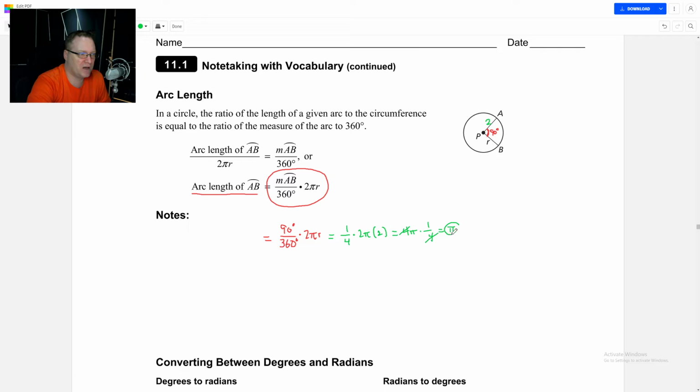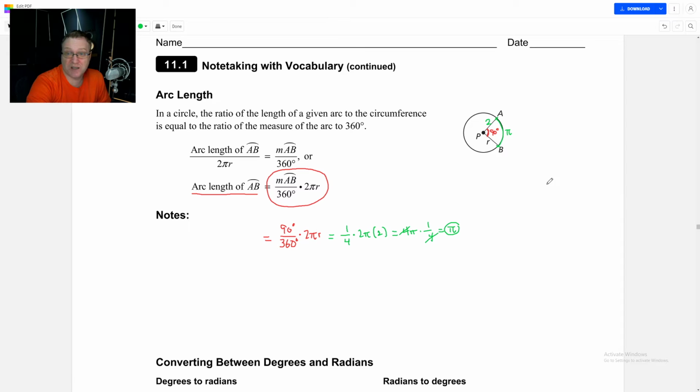We're going to end up with just pi. So this distance from here to here is pi. If we know that this is a 90-degree angle and the radius is 2, then this arc length is pi, because when we put it into the formula, that's what we get.